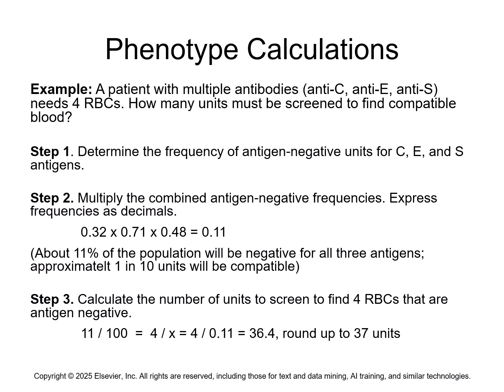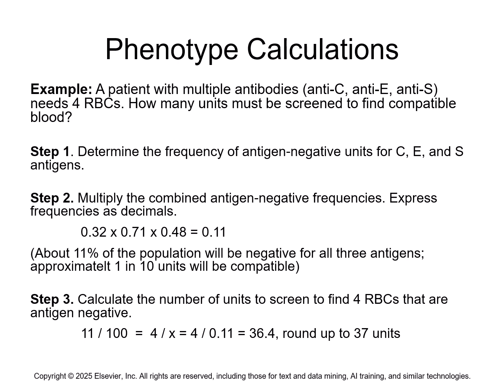And finally, this is one more example where you have multiple antibodies: anti-big C, anti-big E, and anti-S. You determine the frequency of the antigen negative units. So you would find the positive frequencies and subtract those from 100. You multiply them together. In this case, this calculation uses slightly different numbers and it comes up with 11%. Still about 1 in 10 units will be compatible. In this case, we need 4 units, and so we take 4 and divide that by our negative percentage, which is 0.11, and we get 36.4 units.